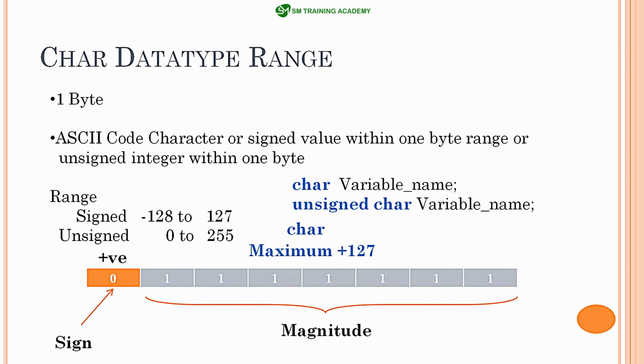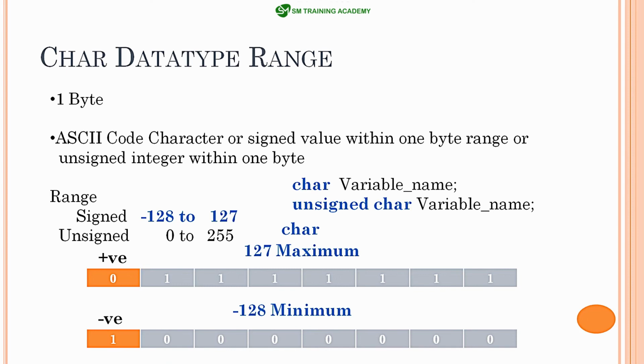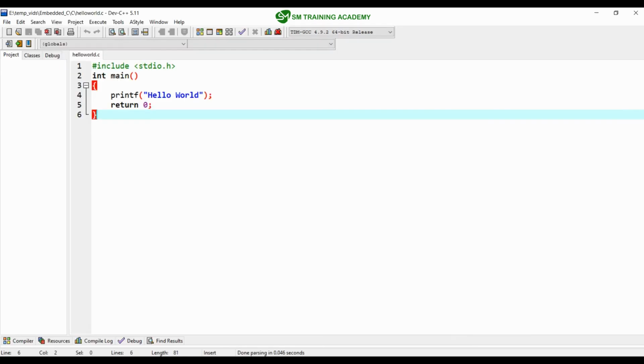That is the char data type with type qualifier signed. Or you can neglect the signed keyword. It will be by default a signed char data type. So this is the minimum number and this is the maximum number, and for unsigned char the minimum is 0 and maximum is 255.